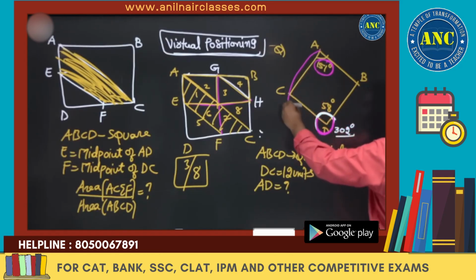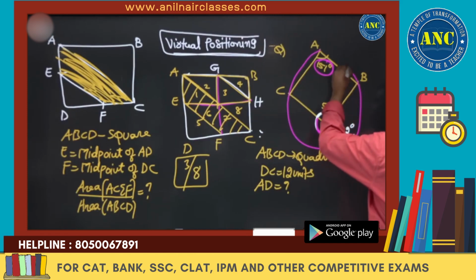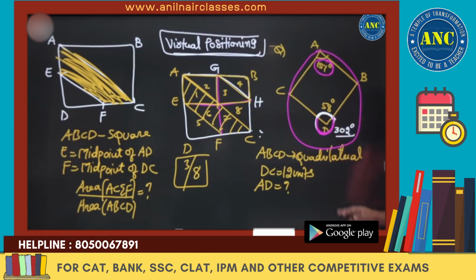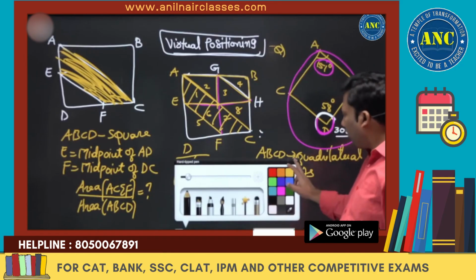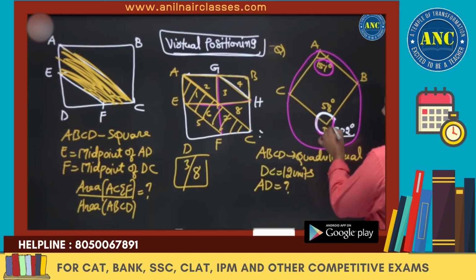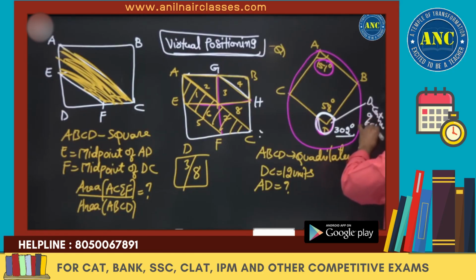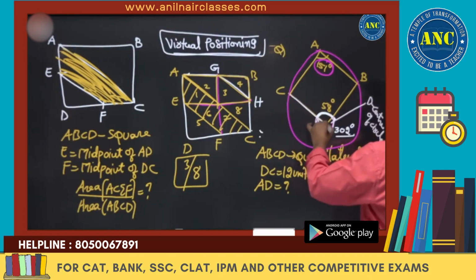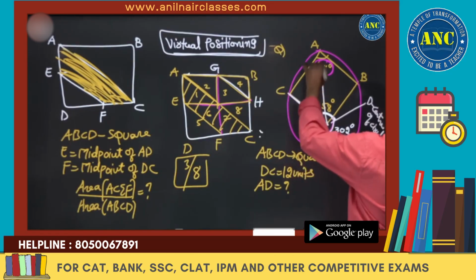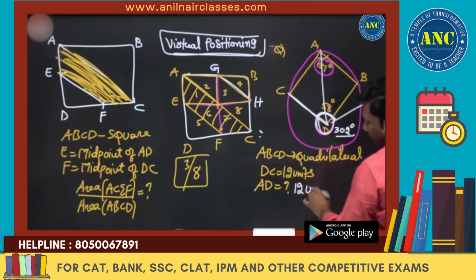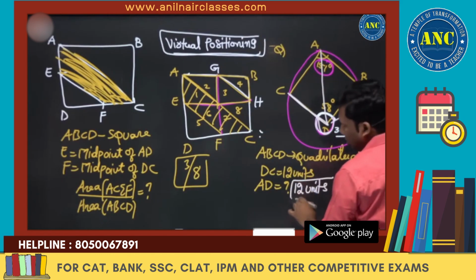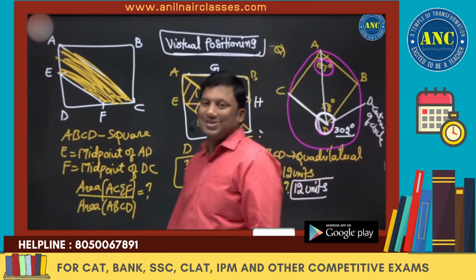So draw a circle. If I draw a circle, there is a beautiful property. Angle formed at the center is twice the angle formed at the circumference. That means D is the center of the circle. Center to any point on the circle is a radius. DC is radius. AD is also radius. Very, very good question. Answer for this question is 12 units.